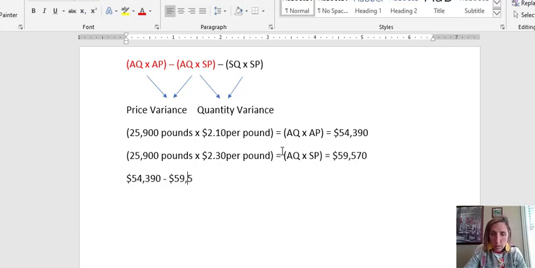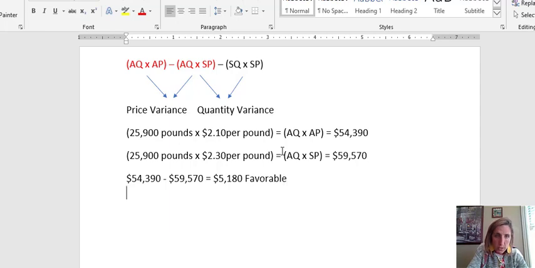So really what it says in the formula, I actually spent 54,390. My flexible budget, in a sense, what I could have or should have spent, was 59,570. So when I subtract those two values, it says my variance on price was 5,180, and I'm going to call it favorable.